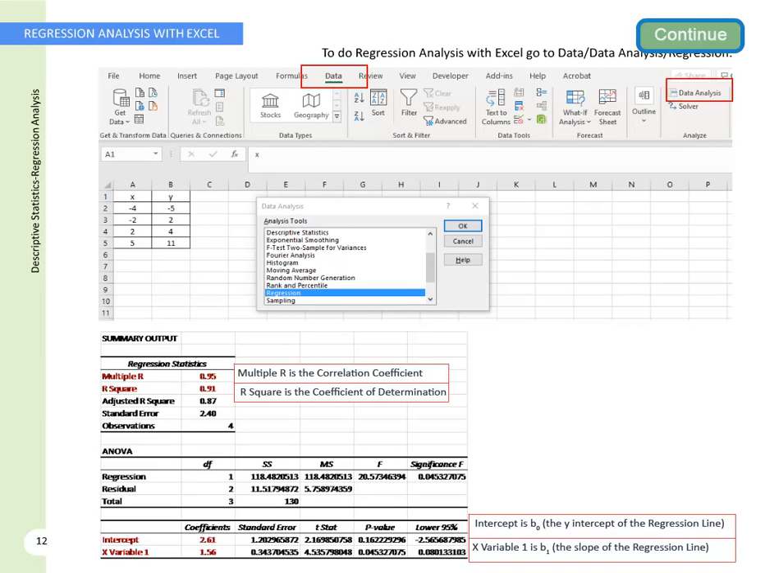To do regression analysis with Excel, go to Data, select Data Analysis and then Regression. On this page you see the summary output for the data used in my previous example. Please pay attention to the following notations. Multiple R is the correlation coefficient. R square is the coefficient of determination. Intercept is B0, the y-intercept of the regression line. X variable 1 is B1, the slope of the regression line.